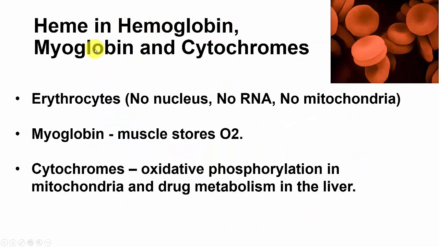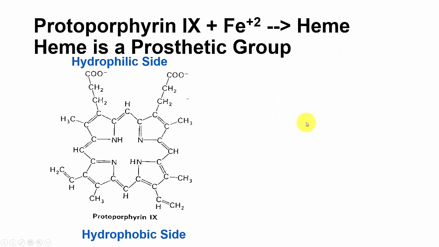Heme is used for hemoglobin. It's also used for myoglobin. It's also used for cytochromes. Of course, it's found in the erythrocytes, in the hemoglobin of the erythrocytes, and myoglobin. It's found in the cytochromes, in mitochondria, where we do oxidative phosphorylation, and for drug metabolism in the liver. So heme is an extremely important molecule that we've used for various purposes.